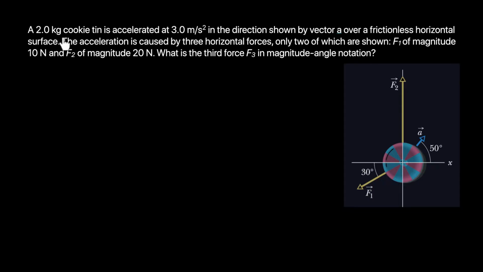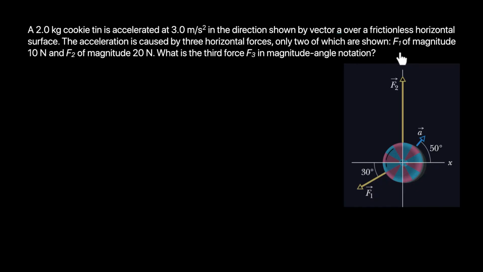A 2 kilogram cookie tin is accelerated at 3 meters per second square in the direction shown. So this is a cookie tin, it's a top view, it's moving that way, right? With the vector A over a frictionless horizontal surface, so there's no friction. The acceleration is caused by 3 horizontal forces. I only see 2, right? 3 horizontal forces, only 2 of which are shown. Okay, should have read the question properly.